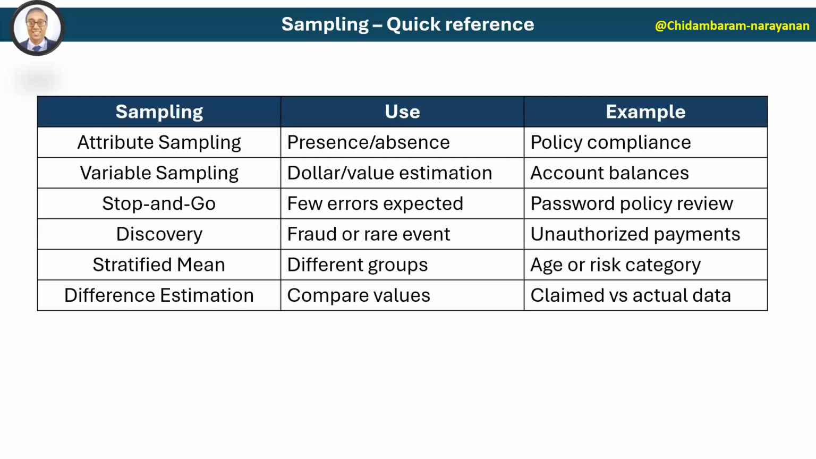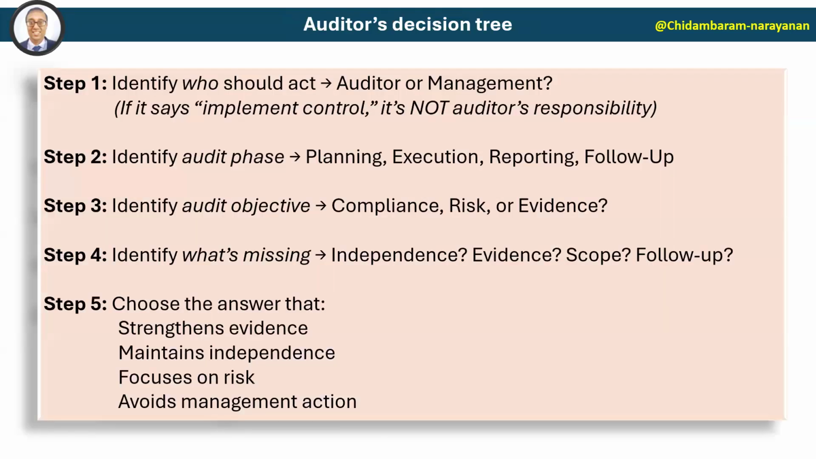So just for reference, one example, these are the various types of sampling. You can use this as your cheat sheet for understanding what kind of sampling techniques are there, what they are used for, and what are the examples or scenarios in which they can be used. Okay, so there is always scope for more improvement. As you see more questions, you will understand a pattern which is getting formed in the way the question is asked. So that is how it works. So what is the auditor's decision tree? Or how can an auditor decide how to answer a question?